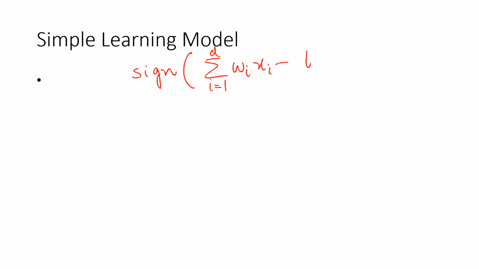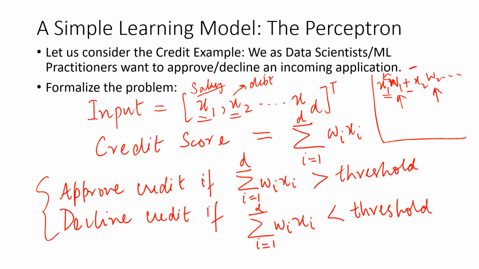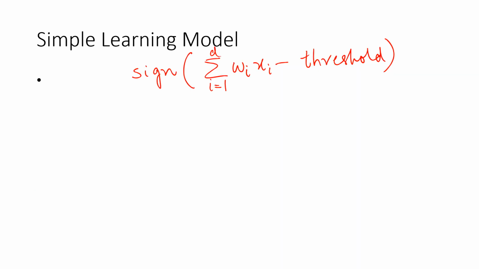of WiXi minus threshold. If we rewrite both these equations together and bring the threshold to this side, then we are essentially trying to determine the sign of this particular expression, right? If the sign is positive, then I approve. If it is negative, then I decline, right? So this writes my rule of whether I want to accept the application or decline it more concisely in a single line.